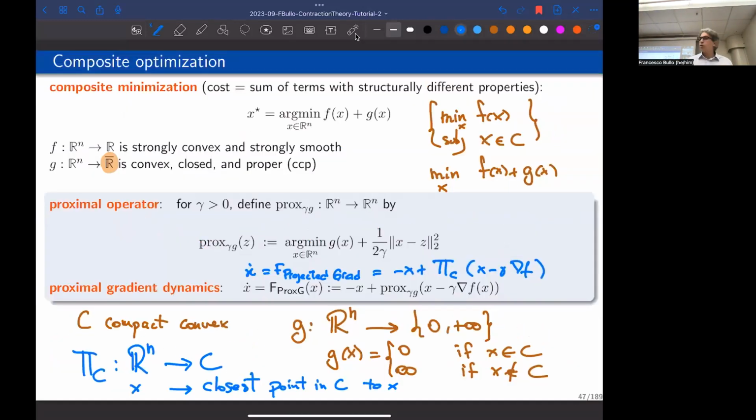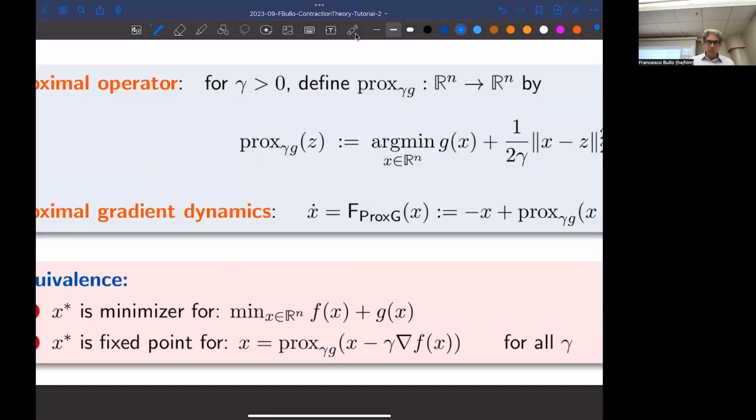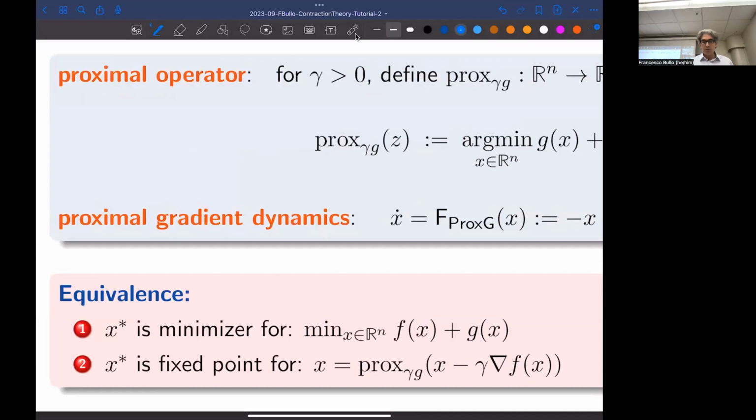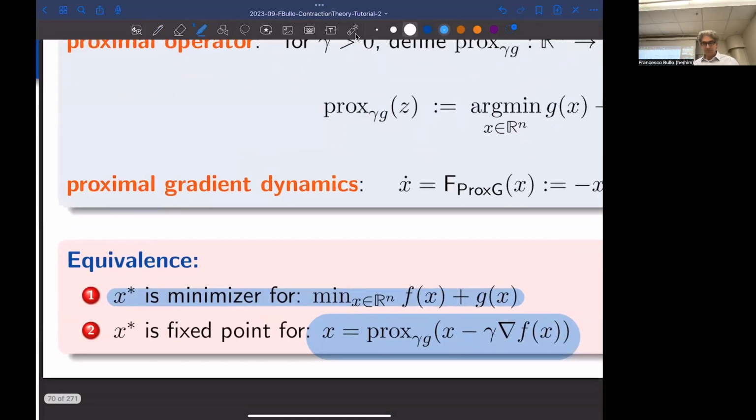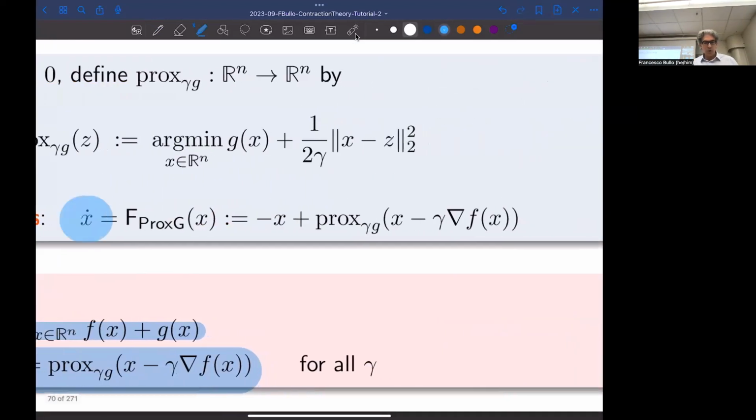All right, let me conclude this discussion by saying that the proximal operator has very important properties, the most important of which is that whether you are minimizing the composite optimization problem or finding a fixed point of the proximal operator, it's the same point. And so when you write this proximal dynamics, when you look at the equilibrium of the proximal dynamics, you set that equal to 0, you're looking for fixed points of the proximal operator. So X gets mapped into itself.